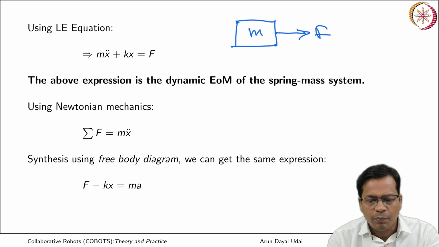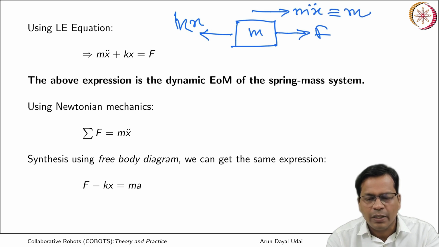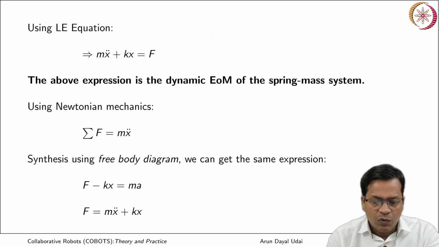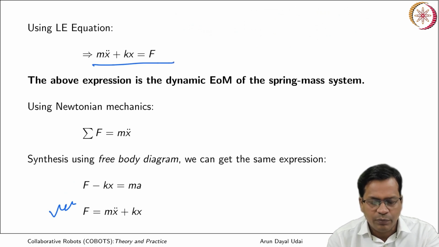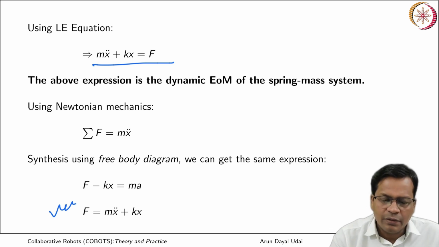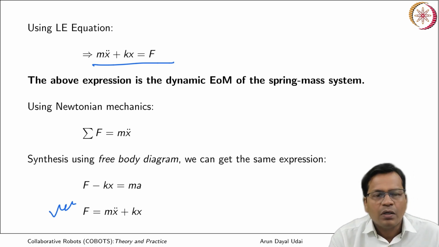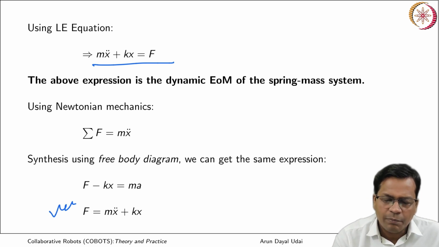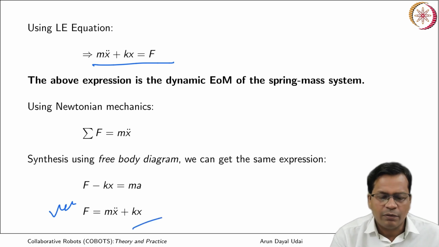So, your free body diagram for the block would go like this. F minus kx is actually producing the acceleration. So, it is mx double dot or ma. Both are the same, so you can directly write this. If I rearrange it, I can again obtain the same expression as this one. F is equal to mx double dot plus kx. So, you can use Newtonian mechanics or a free body diagram to obtain a similar expression as you can deduce using the LE equation.